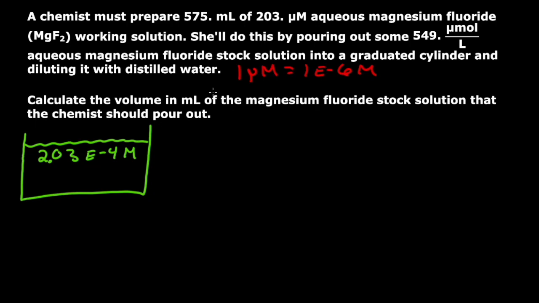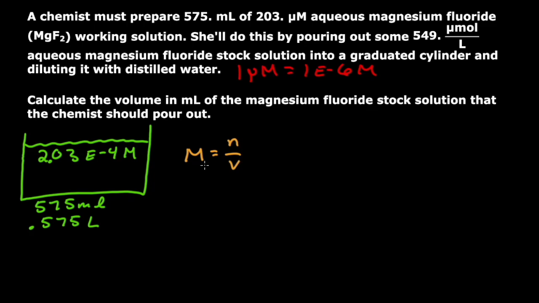Now I have the molarity, and I need to get the volume. The volume is this 575 milliliters, but I'm going to convert that to liters, so this is going to be 0.575 liters. What I need to figure out is how many moles of this magnesium fluoride I need in this container. The way I'm going to do that is to use this equation: the concentration, M for molarity, is equal to the number of moles divided by the volume in liters. That's why I convert this number to liters, because I need this to be in liters, and I also need this to be molarity to find the number of moles.